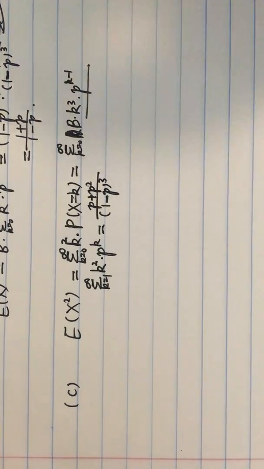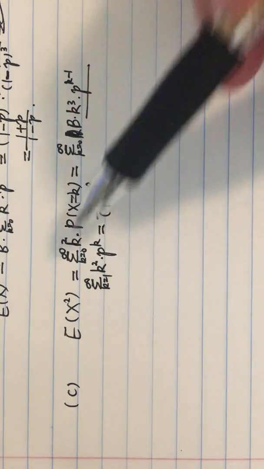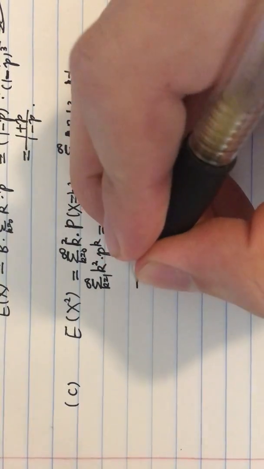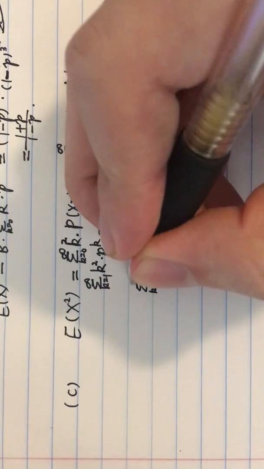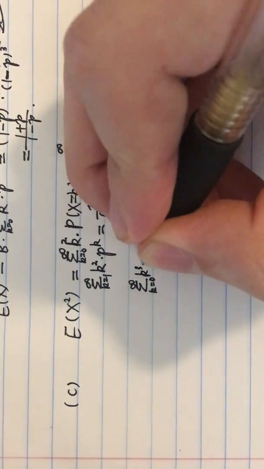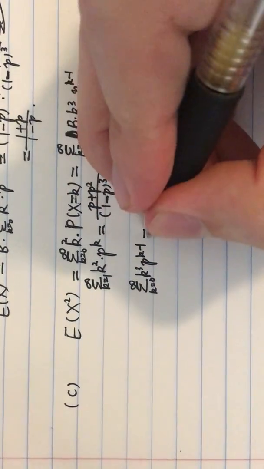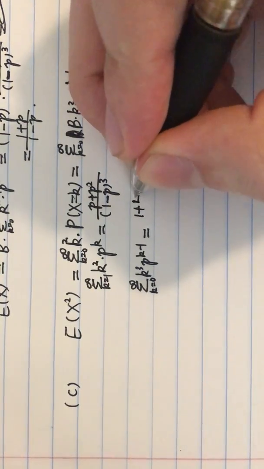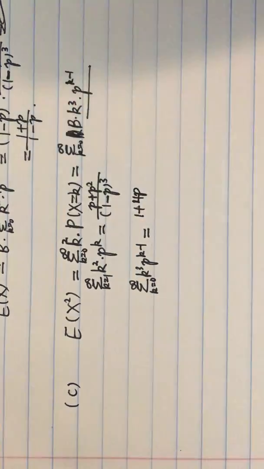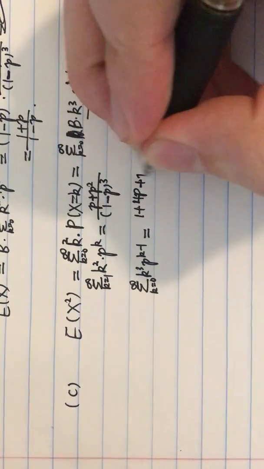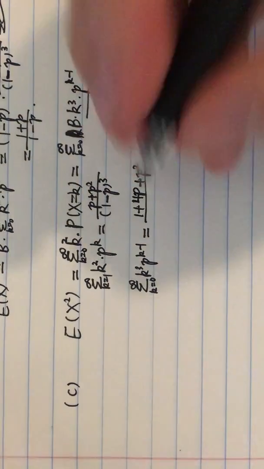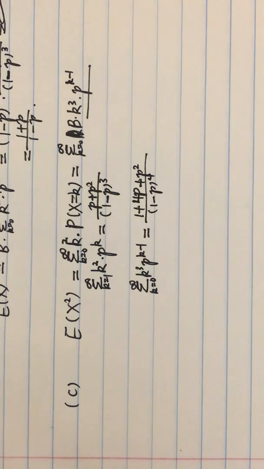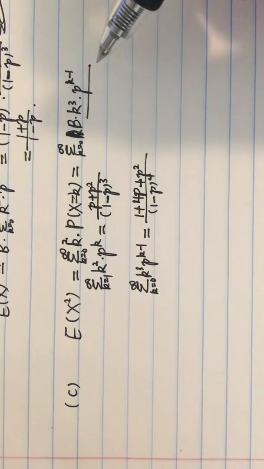We can differentiate both sides of this equation, and then we get 1 plus 4 times p plus p to the power 2 over 1 minus p to the power 4. So this is what we need to find.